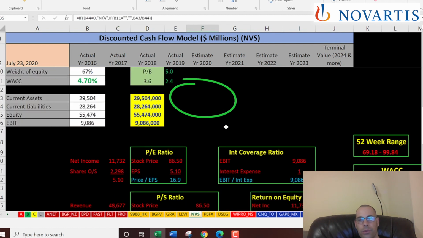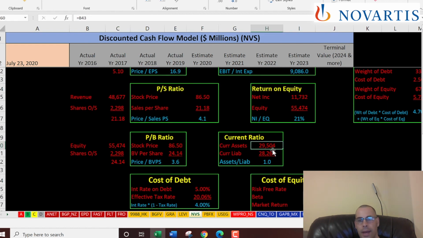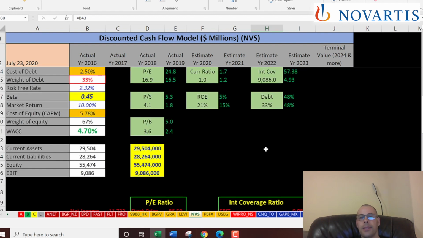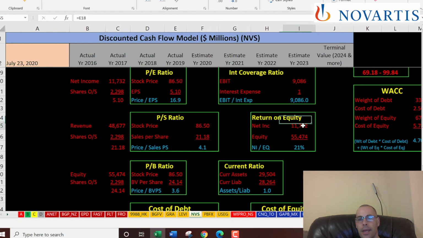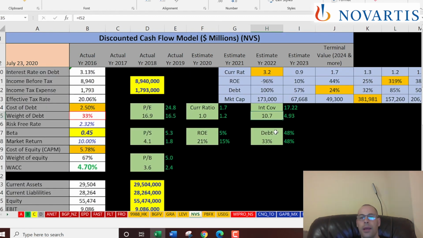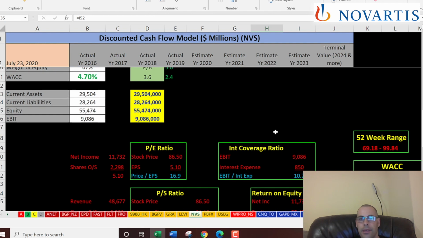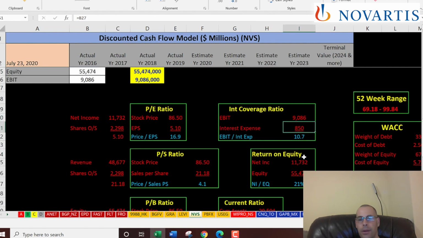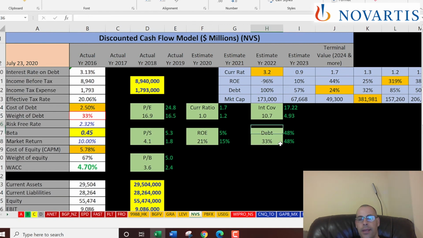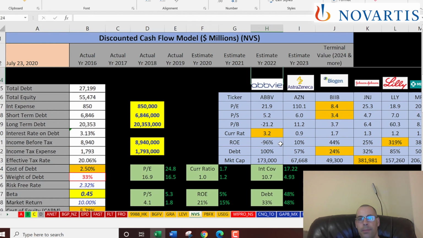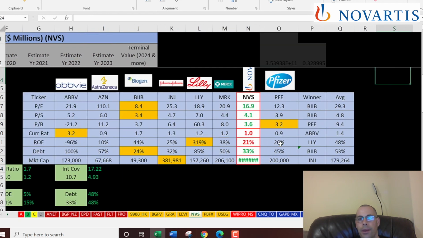Their current ratio is 1.0. That's current assets over current liabilities, so they can just cover their current liabilities. ROE at 21%, that's pretty good. That's net income over equity. The interest coverage ratio is almost 11. That's EBIT, $9 billion over interest expense, $850 million. So they can easily cover their interest payments. And debt of 33%.